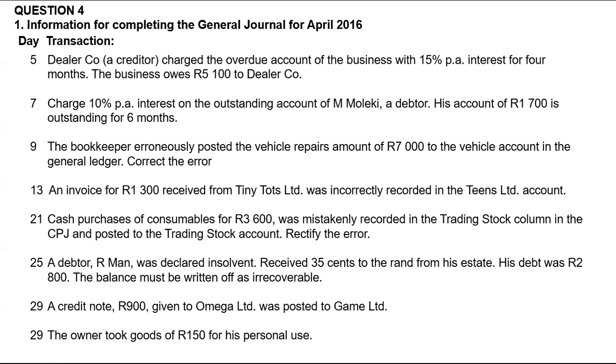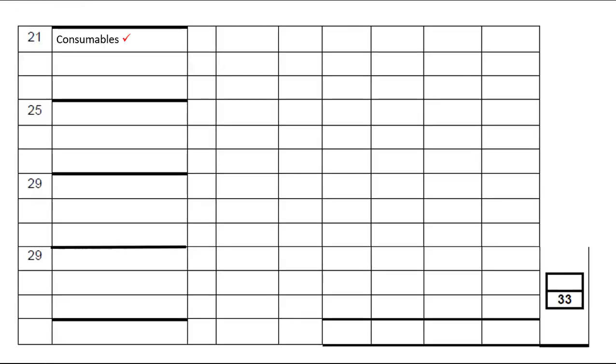So we've got cash purchases of consumables for 3,600 that was mistakenly recorded in the trading stock column in the CPJ and posted to the trading stock account. To rectify the error, we have done this so many times, you will debit consumables and credit trading stock. And trading stock is a B, so not the hive. The B stands for balance sheet or the statement of financial position. Let me just correct it quickly there.